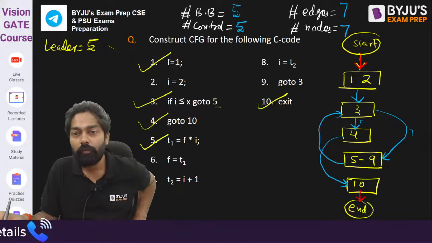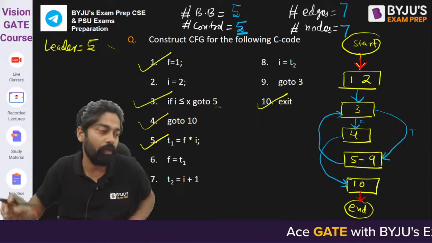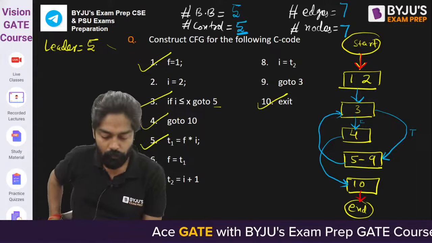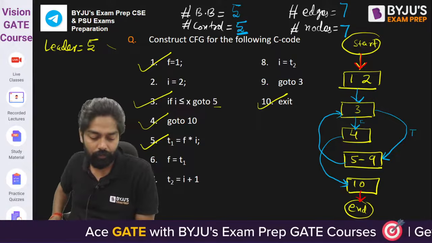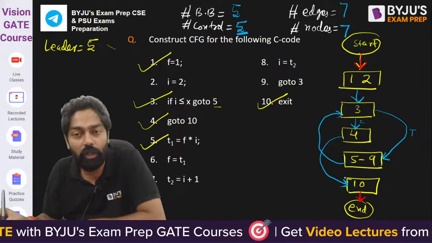1, 2, 3, 4, 5, and 6, 7. So 7 total edges. Starting and ending you count also. Number of controls is 5. Okay, sorry for the mistake. Number of edges, you should count all.